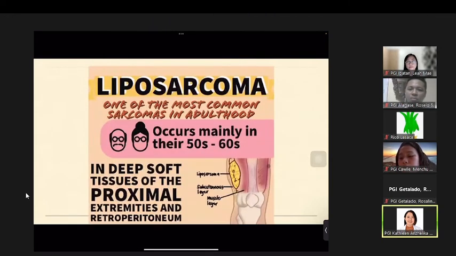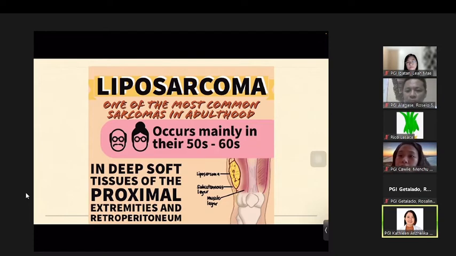So liposarcoma is a tumor of the lipoblast and is a rare mesenchymal neoplasm that involves the deep soft tissues. It may include the esophagus, the retroperitoneum, and the popliteal fossa. The relative frequency of liposarcoma at various body sites is dependent on the tumor subtype. And as shown there, it is one of the most common sarcomas in adulthood.